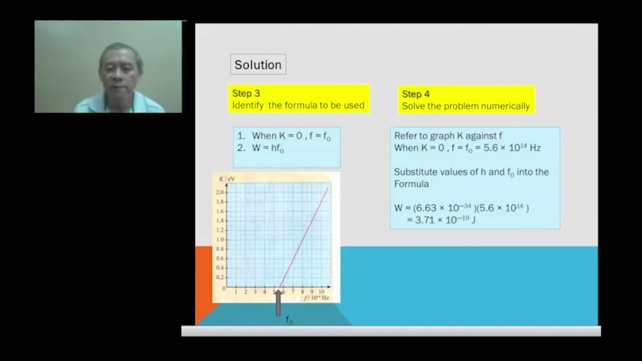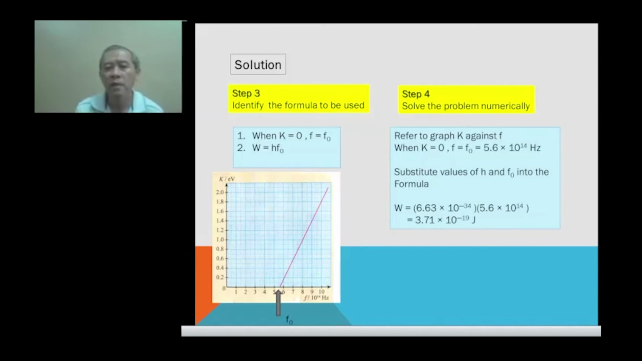Okay, step four, try to solve the problem. First, refer to the graph. When K equals zero, the value of f equals f naught. This value, referred to the graph, is 5.6 times 10 power of 14 hertz.